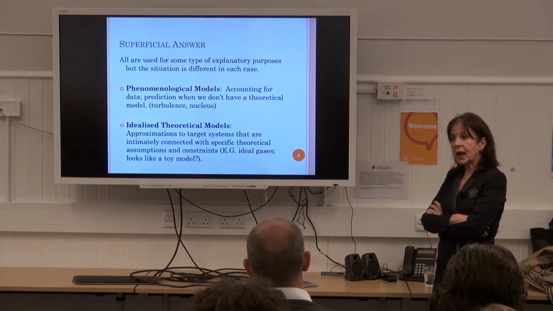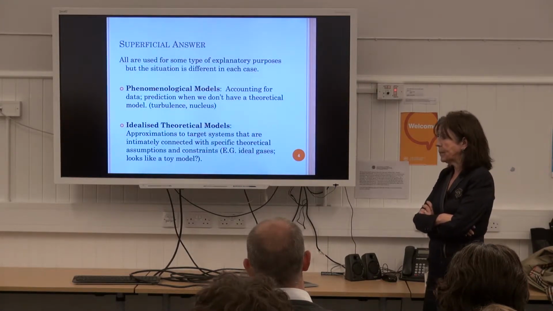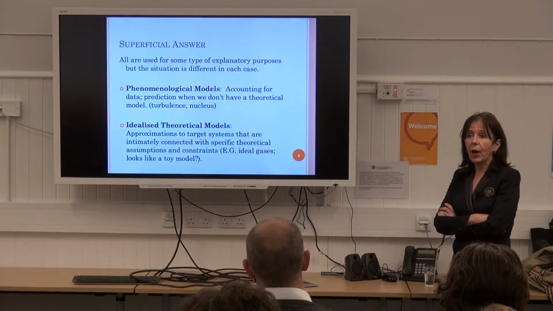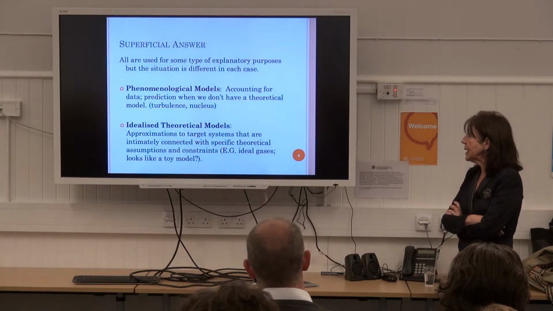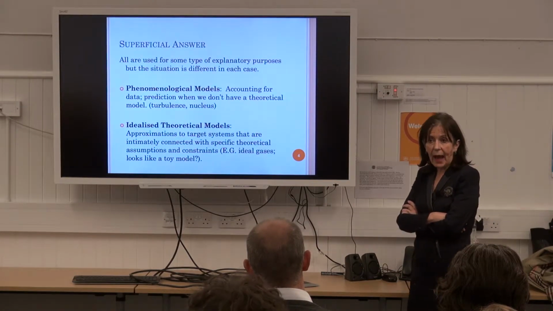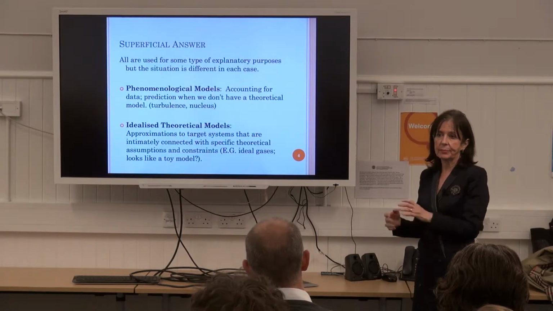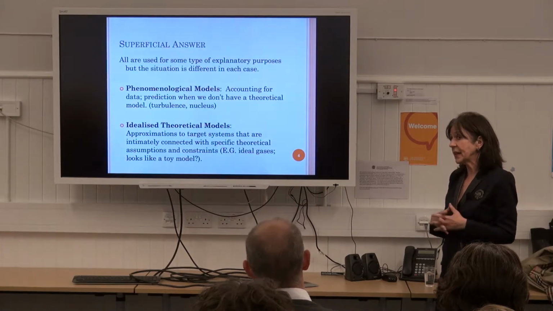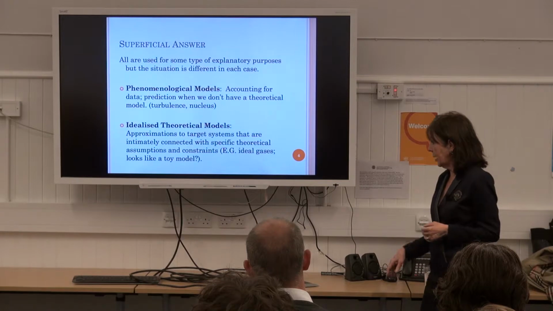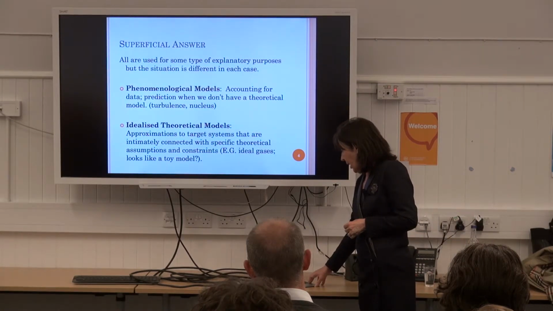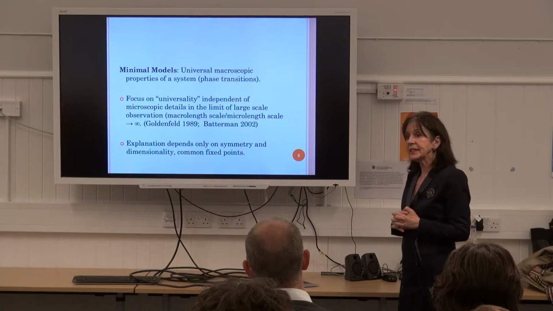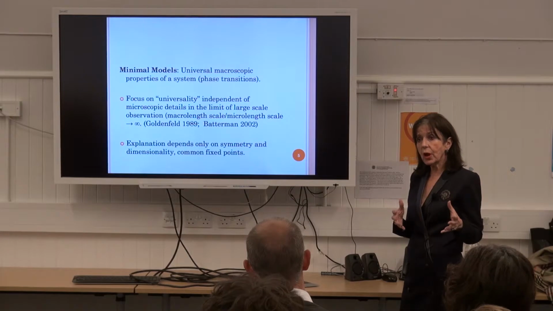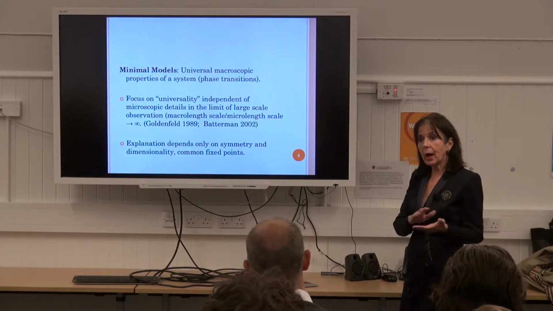Then we've got things like idealized theoretical models. Usually those are considered approximations that are established within a particular theory. So the ideal gas model has very few assumptions, and then you can make that model more realistic by adding parameters that come from statistical physics. Then we've got minimal models. Minimal models are usually ones that have the microstructure or micro phenomena washed out.